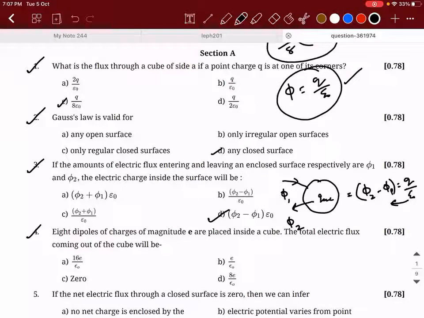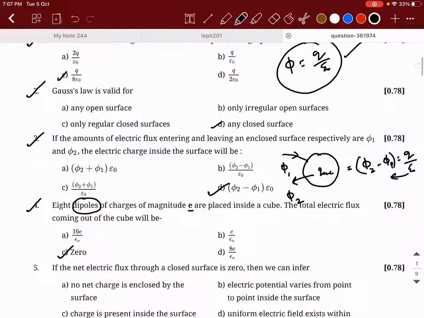So the next one. 8 dipoles of charges of magnitude E are placed inside a cube. The total electric flux coming out of the cube will be 0. 0, sir. Opposite charges. Yes. Because you see the word dipoles, you place even 100 dipoles inside it, the net charge is going to be 0. Correct.